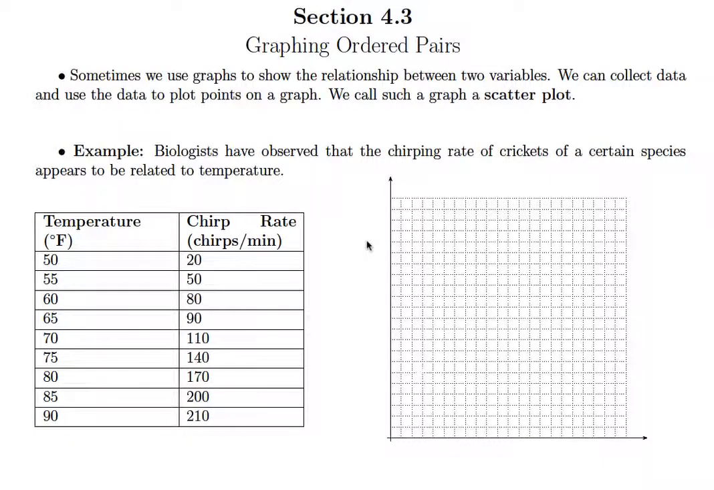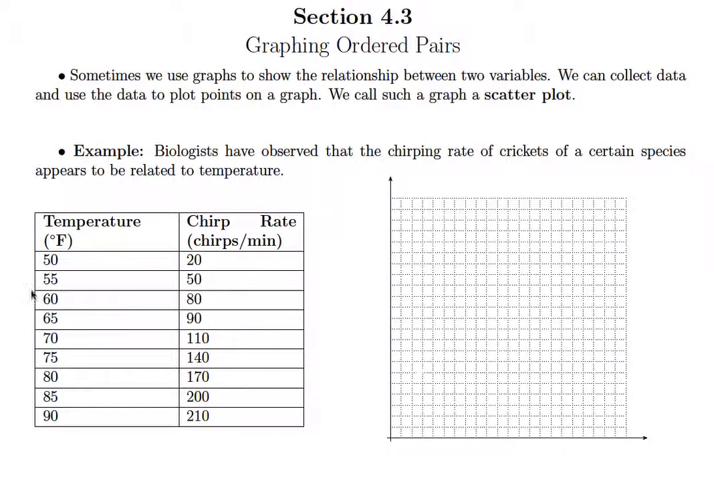Here we're looking at temperature versus chirp rate of crickets. It says that biologists have observed that the chirping rate of crickets of a certain species appears to be related to the temperature. And so we might want to have a visual representation of how those two things relate. What we have is each row in this table represents a particular observation.